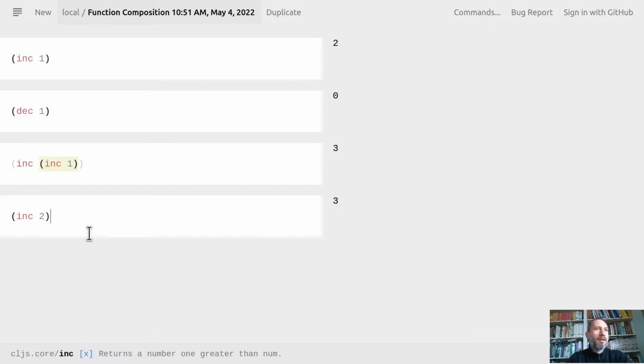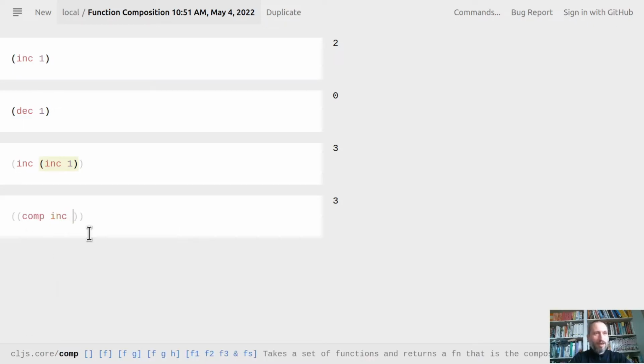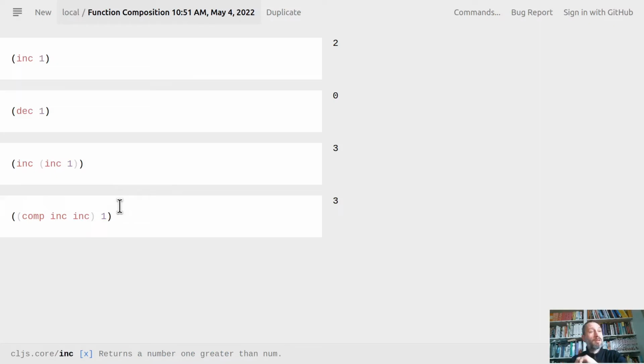Nothing surprising here, but I can get to the same result in a different way. I can use function composition, and I can compose inc with itself. And if I want to apply this function to 1, well, it evaluates to 3. So what's happening here? What is the difference between these two lines?